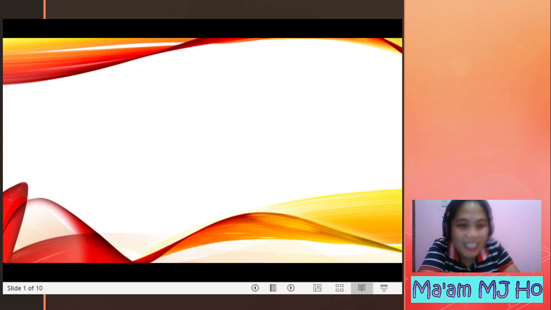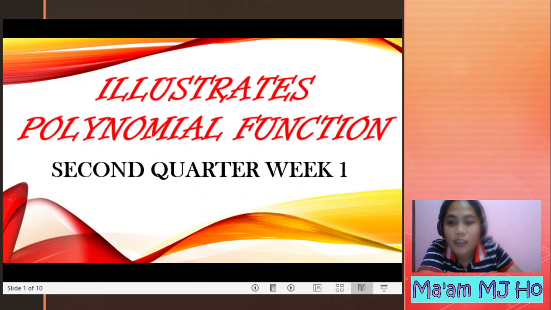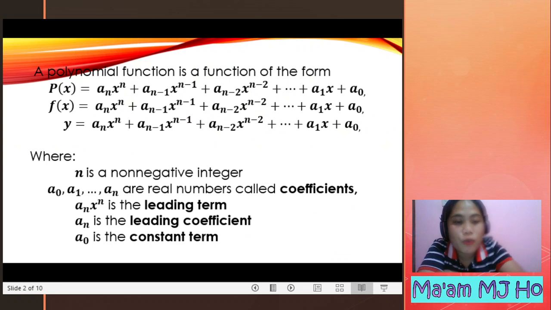Magandang buhay, class! So for today, we'll be discussing all about polynomial functions, specifically illustrating polynomial function and graphing a polynomial function for week 1. So for illustrating a polynomial function, this will cover week 1 of our second quarter, which is Math 13. So let us start our discussion with the definition of a polynomial function.